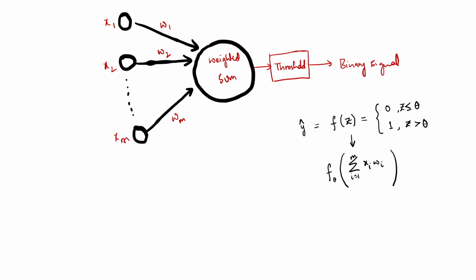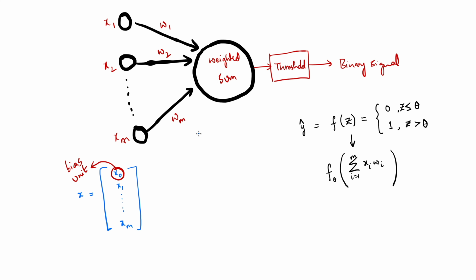Now, how are the inputs written? We express these inputs in the form of a vector. So, we have x0, x1 until xm. You might wonder what is x0. x0 is the bias term. This is called the bias unit.